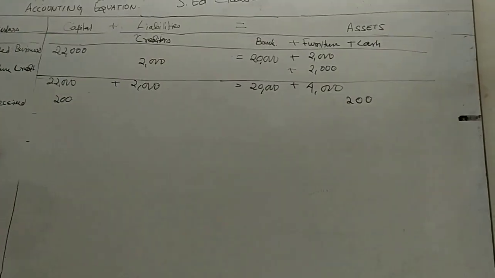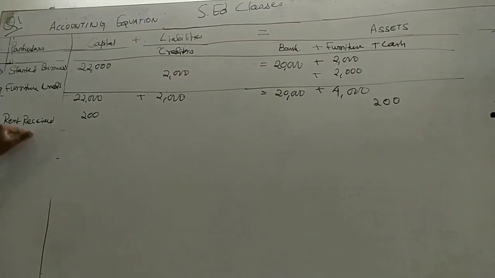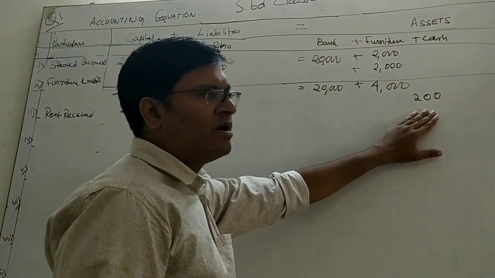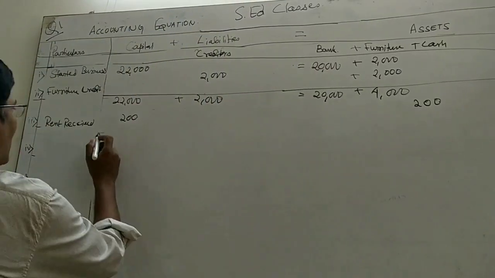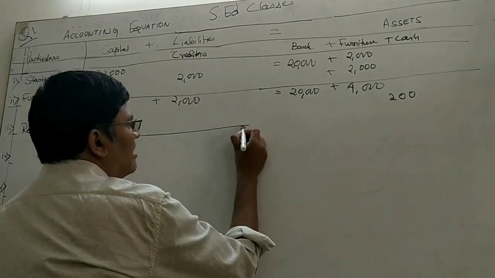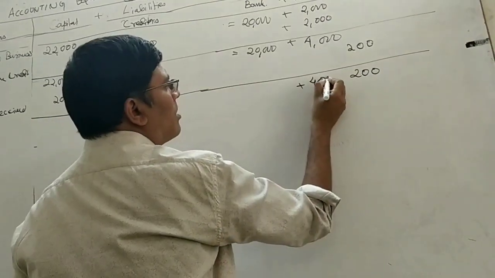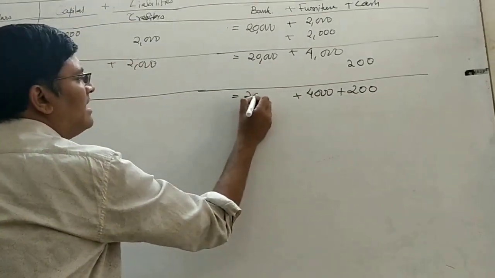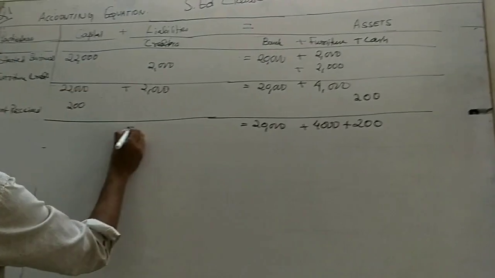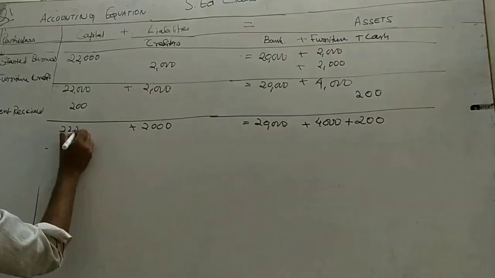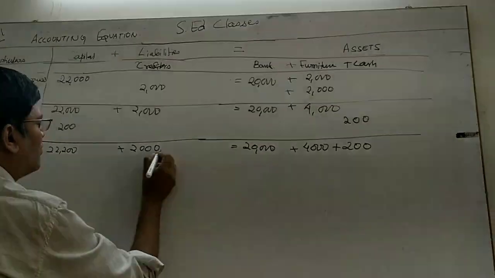Then the third transaction is rent received. As rent received, your capital will increase and your cash will increase by 200. This is our accounting equation number 3. Now we will be doing our accounting equation number 4. So this is 24,200 this side and 24,200 this side. 22,200 plus 2,000.